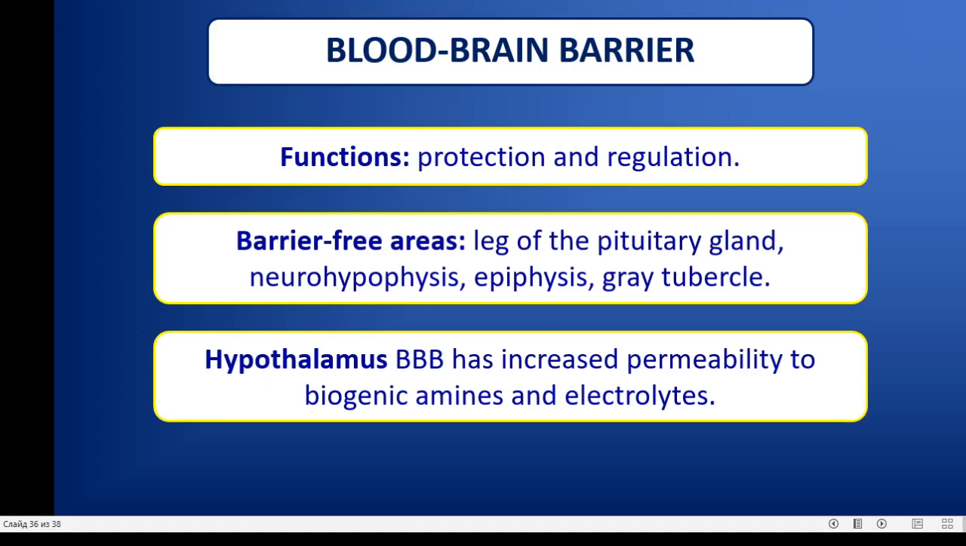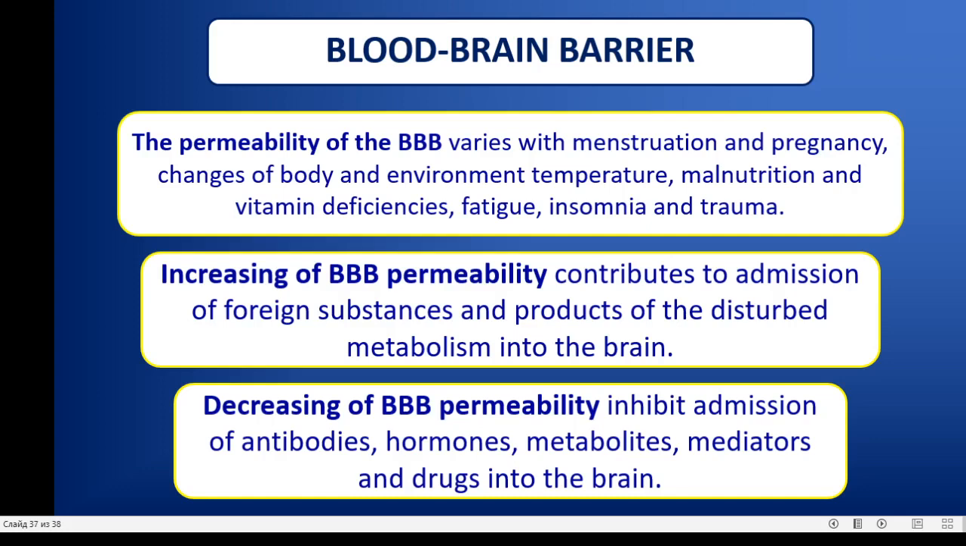Hypothalamus: the barrier has increased permeability to biogenic amines and electrolytes. The permeability of the blood-brain barrier varies with menstruation and pregnancy, change of blood and environment, temperature, malnutrition and vitamin deficiencies, fatigue, insomnia, and trauma.